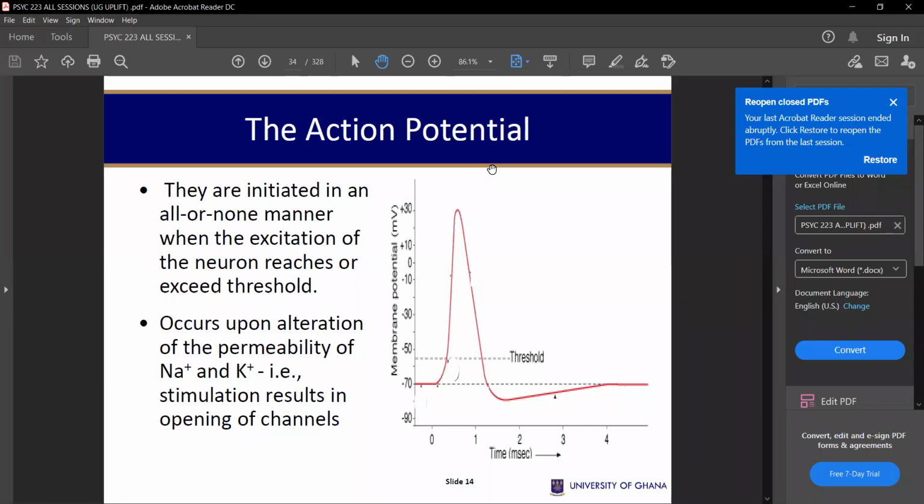Okay, so please, if you have any question in relation to relative and absolute, please, Godwin.